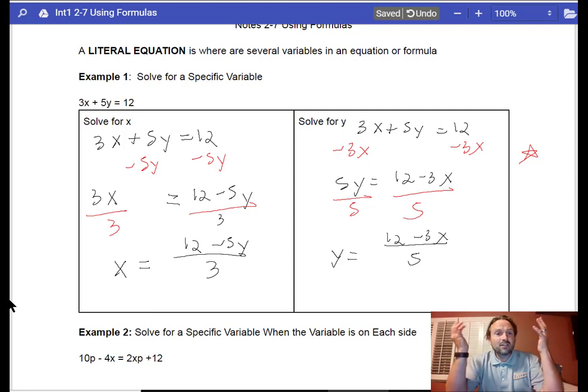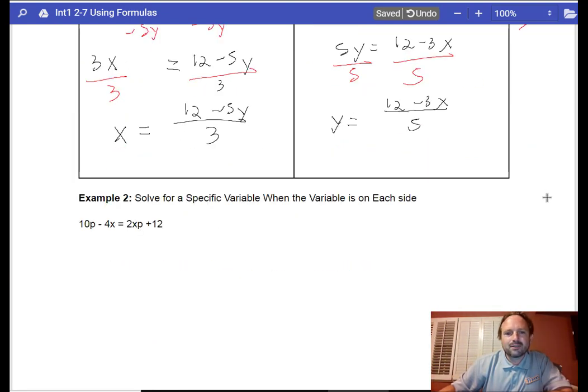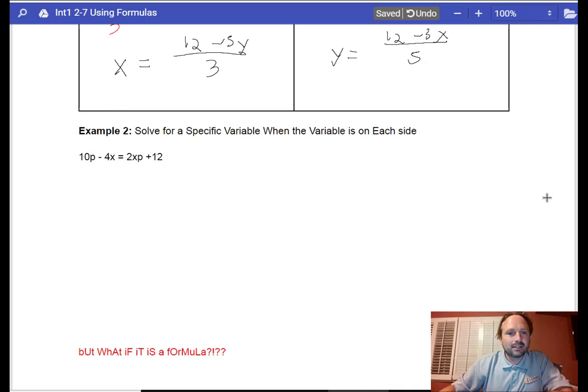We don't have to do nothing. We just write it and we say, hey, that's what it's equal to. Done. Okay, that's example 1. Let's go on to example 2. Solve for a specific variable when the variable is on each side. Well, 10p minus 4x is equal to 2xp plus 12.